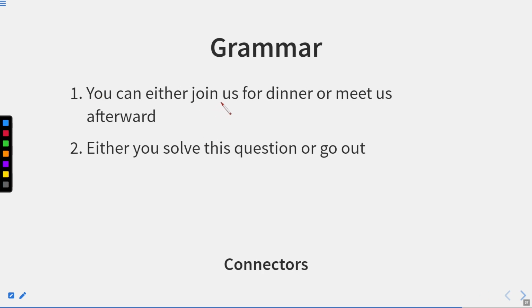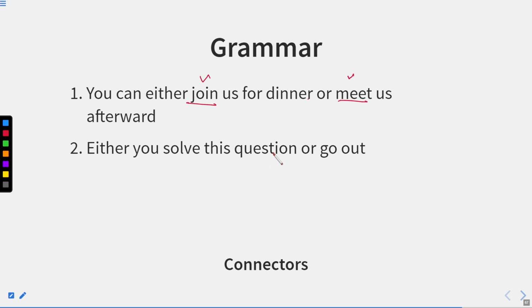You can either join us for dinner or meet us afterward. Now, join is a verb and meet is a verb. So we have two options, either to join or to meet. Now, in the second sentence, you can see: either you solve this question or go out.